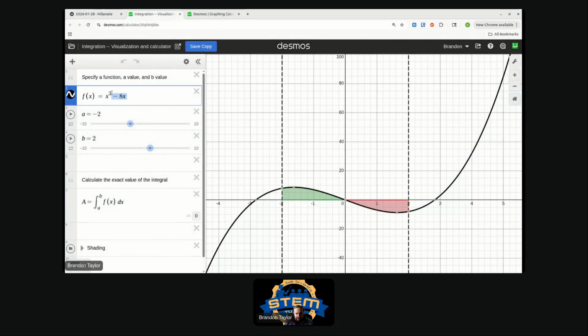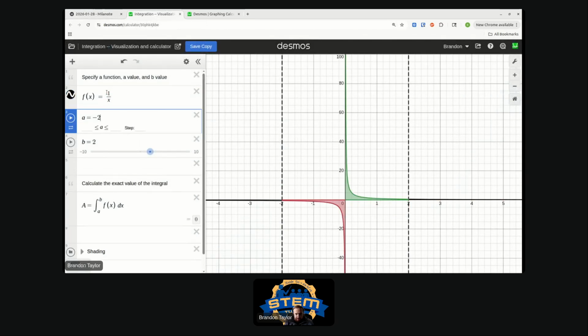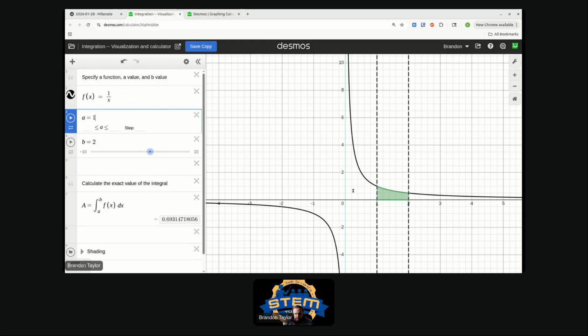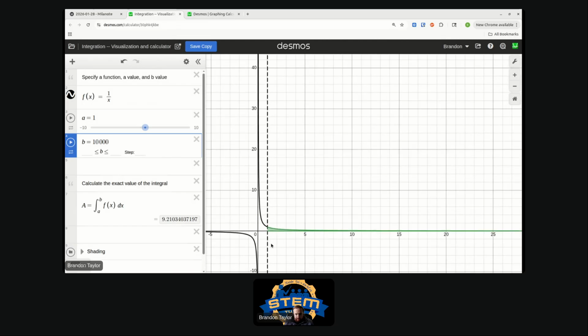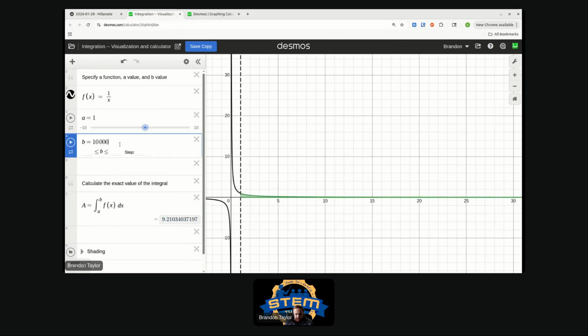But if you come back here, if I actually talk about what I'm dealing with here, that's the function 1 over x. I'm going from 1, and I'm going to widen that just so it's more obvious. And then basically I'm just going to keep dragging b to the right. And basically what's happening is that as I keep 10xing the input for b, this number just keeps steadily going up. It's going up very slowly, but it is going up forever, right? It doesn't seem to be slowing down.